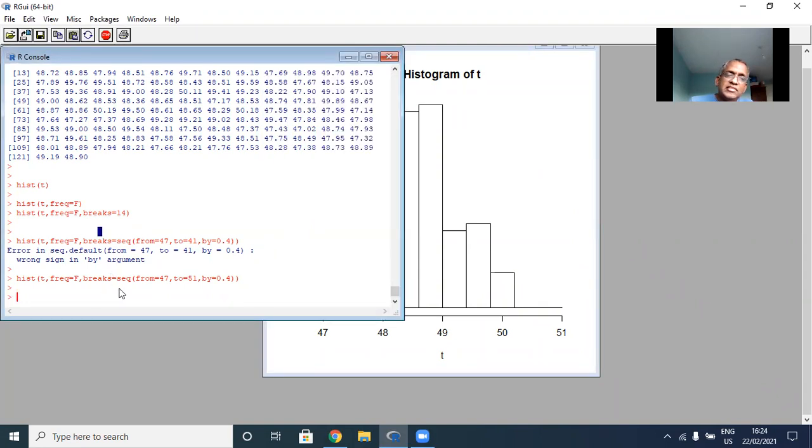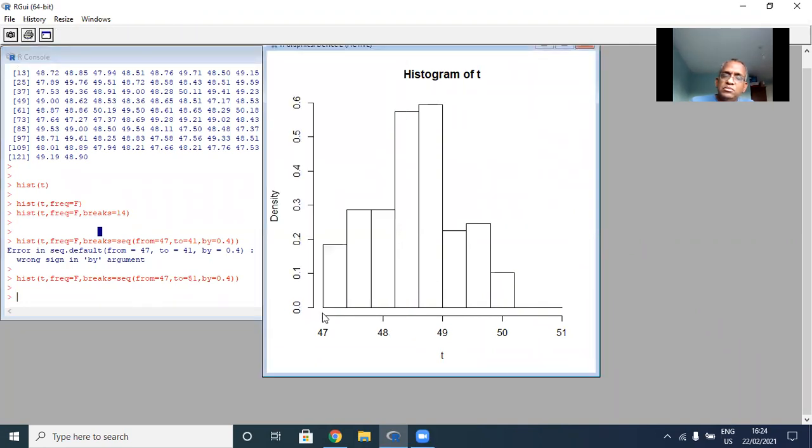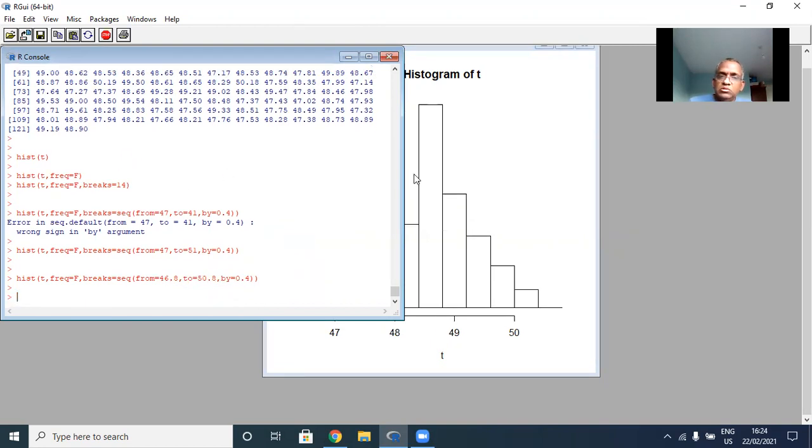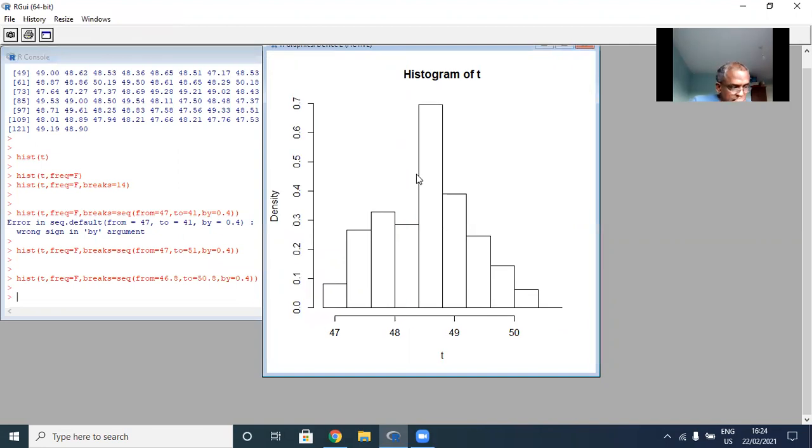You see, so the breaks are from 47 to 51 in steps of 0.4. So you see the breaks are going from 47 to 51, and each interval is of length 0.4, right? And you can change it to whatever you want it to be. So you can, for example, change this to 46.8, change this to 50.8, and this is what you will get, right? Okay. So histogram is a very useful tool for plotting numerical data, right?